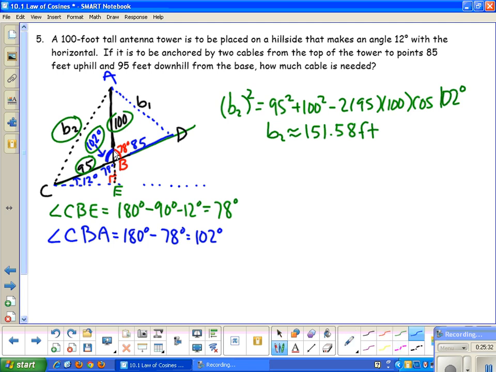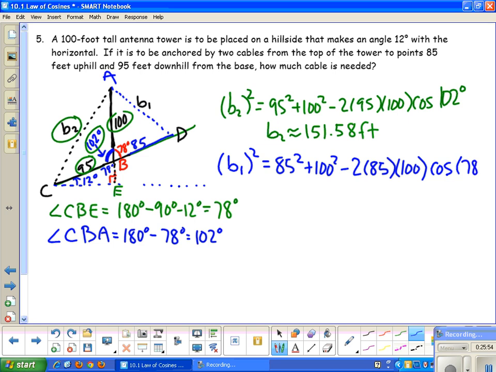And now I can go ahead and solve for B1. So the length squared would be equal to, because don't forget you have to take the square root of your answer after you plug it into your calculator. So B1 squared would be equal to 85 squared plus 100 squared minus 2 times 85 times 100 times the cosine of 78 degrees. So when I plug this into my calculator and then take the square root of it, B1 is about equal to 117.01 feet.